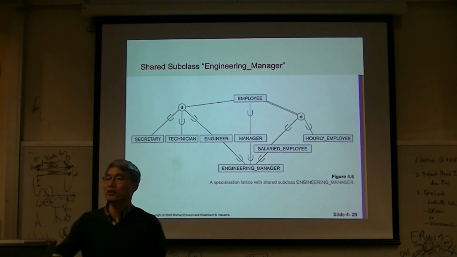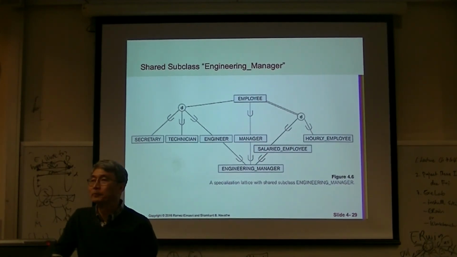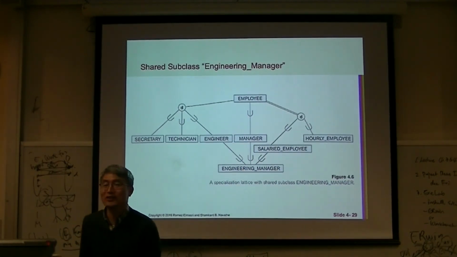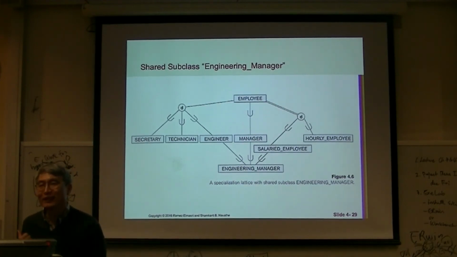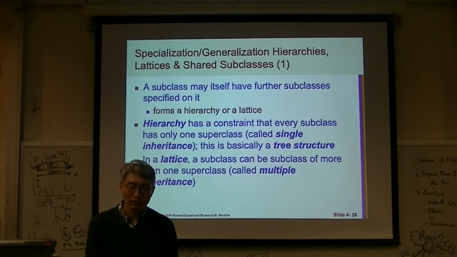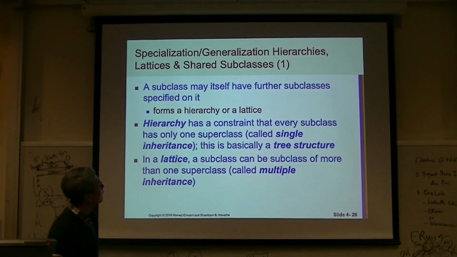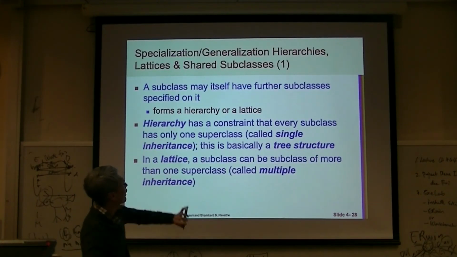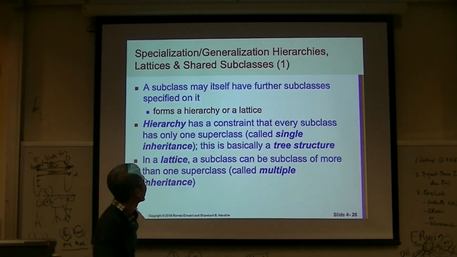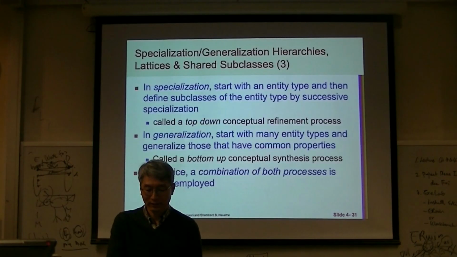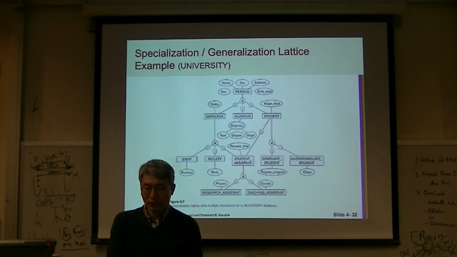How many inheritances can you find? 1, 2, 3 inheritances. So you have 3 parents. The multiple inheritance is called a lattice. It's not critical, but you can differentiate: a tree is like a hierarchy, but if you have multiple inheritance, it's called a lattice. So a lattice is a generalized case. I think that we covered most of the ER model except the union type.